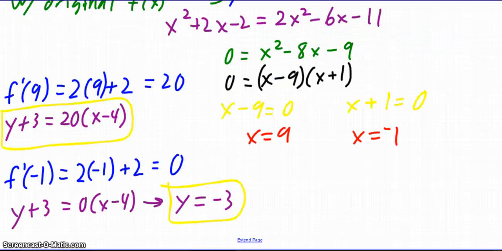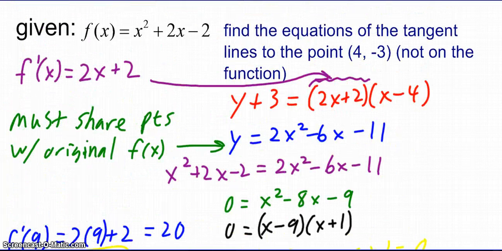Okay, so the 2 tangent line equations to the function that go through the point (4, -3), not on the function, are y plus 3 equals 20 times the quantity x minus 4, and y equals negative 3. So now let's look again at how we got those. So first I find the derivative of the function. So f prime of x is 2x plus 2. Now I write a tangent line equation using the point (4, -3). So I know y plus 3 equals the slope, which is 2x plus 2, times the quantity x minus 4. So I simplify this and I get y equals 2x squared minus 6x minus 11.